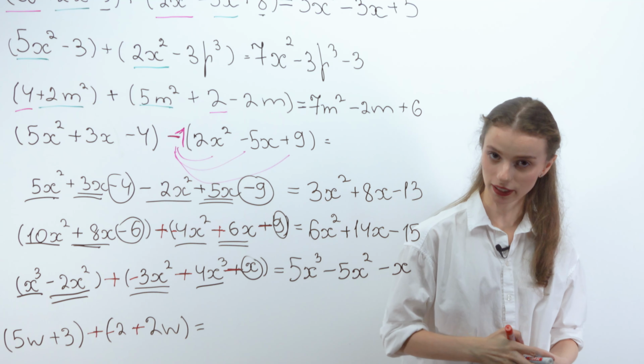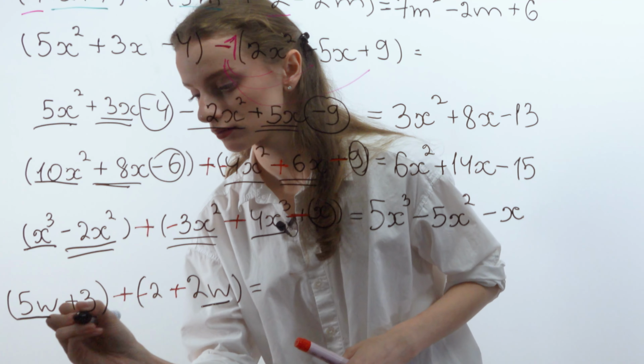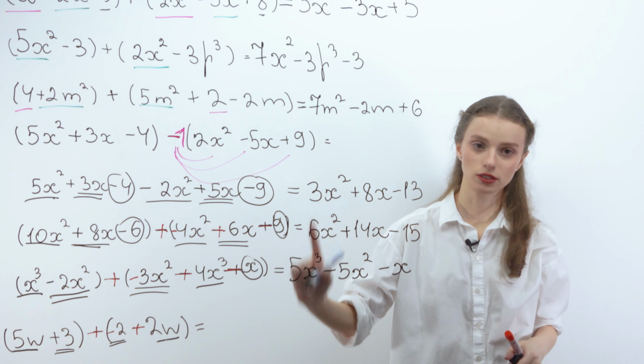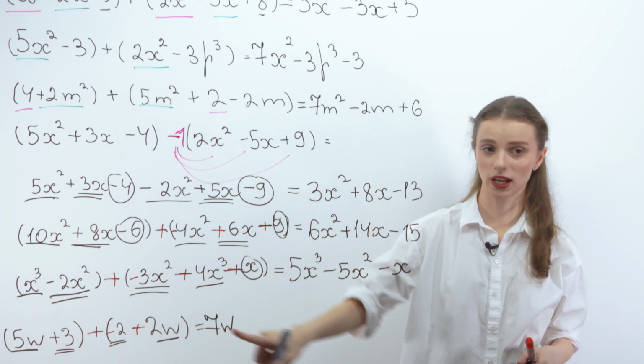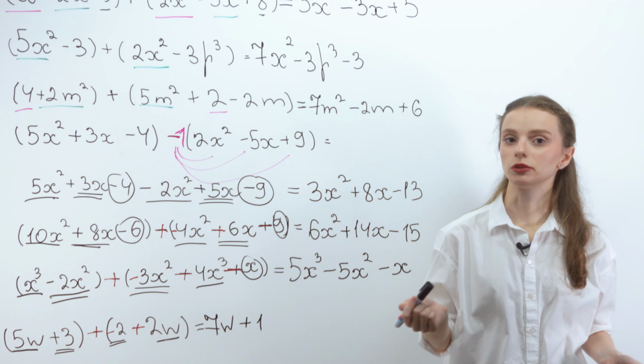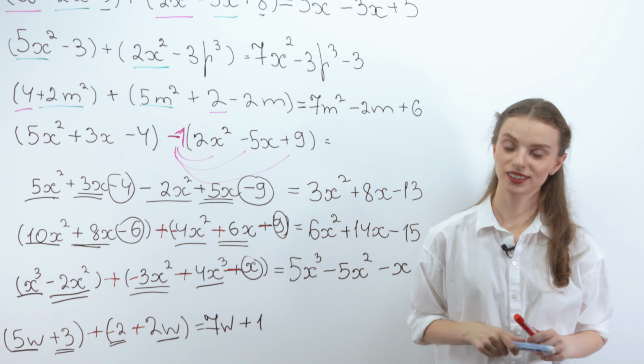And now I'll combine like terms. 5w plus 2w, I have 7w's, and then I have 3 minus 2, 1. So 7w plus 1 is your final answer.